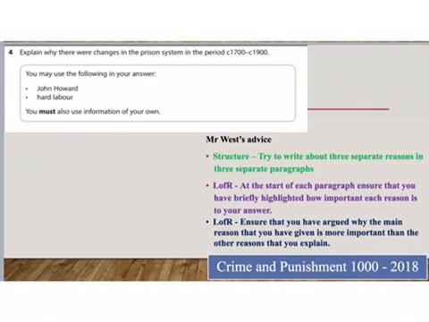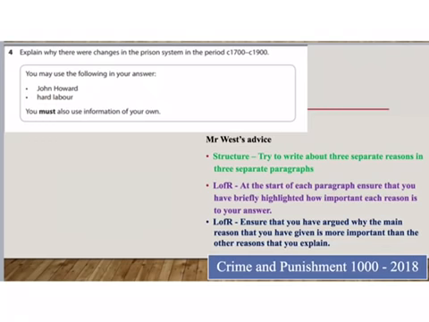Okay, so then there's the 12-mark explain question. Now, this is very similar to the essay question, but there's a slight difference, okay? You're going to write about 3 reasons in 3 separate paragraphs, but you're going to start each paragraph with your line of reasoning. So you don't need an introduction.